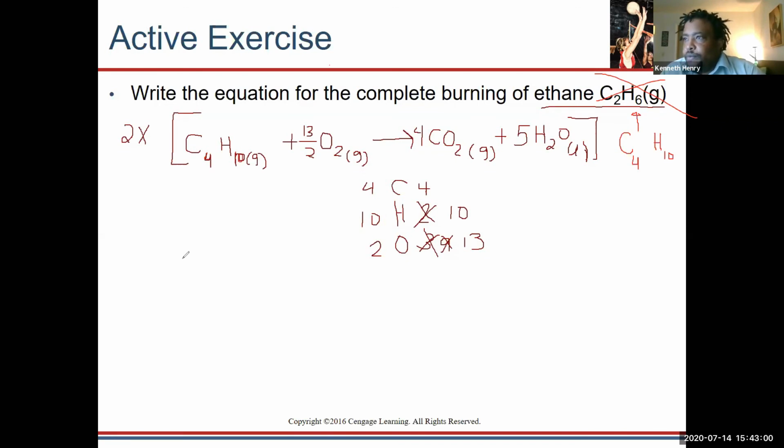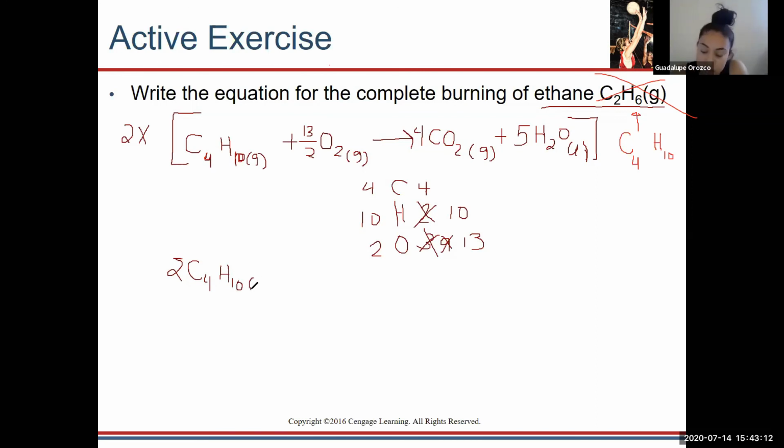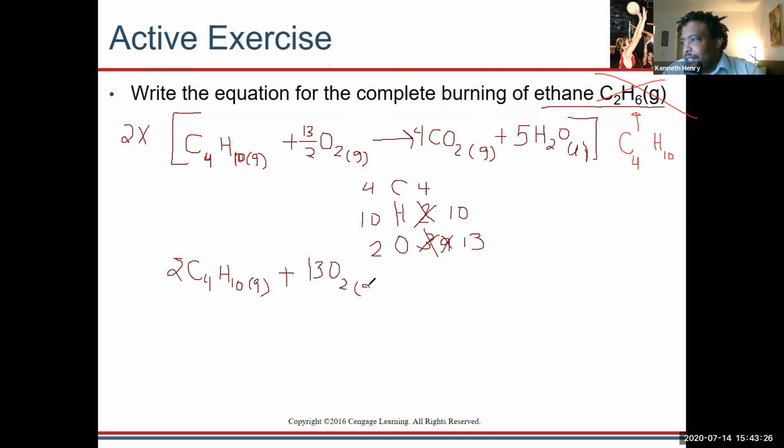So we'll get 2 C4H10 plus 13 O2 yields 8 CO2. And don't forget to multiply everything. That's usually the most common mistake that I make.